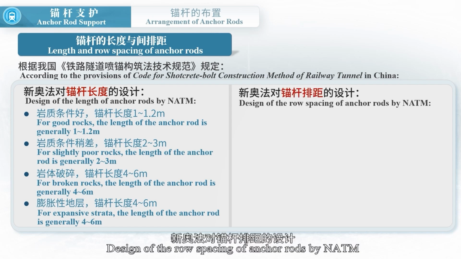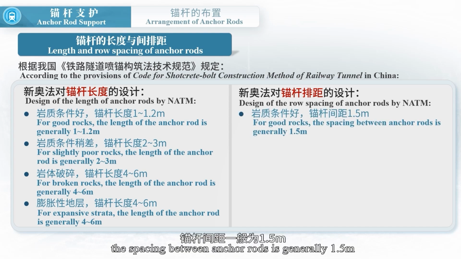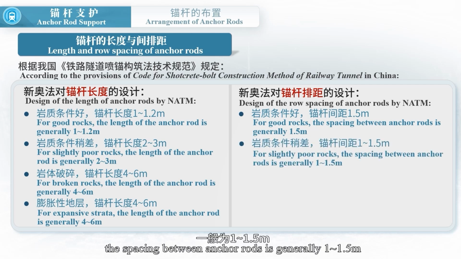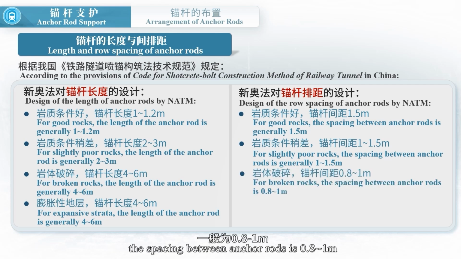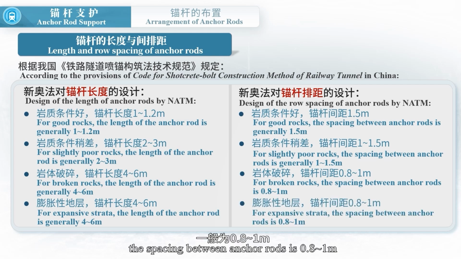Design of the row spacing of anchor rods by NATM. For good rocks, the spacing between anchor rods is generally 1.5 m. For slightly poor rocks, the spacing between anchor rods is generally 1.5 m. For broken rocks, the spacing between anchor rods is 0.81 m. For expansive strata, the spacing between anchor rods is 0.81 m.